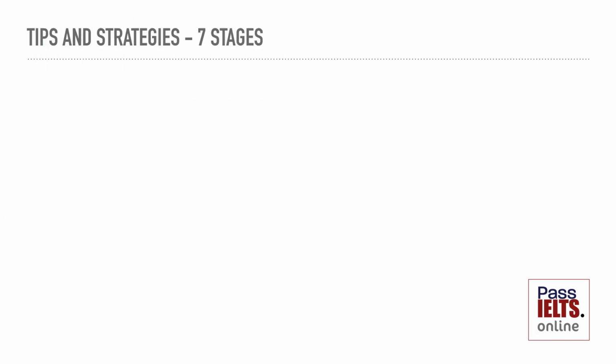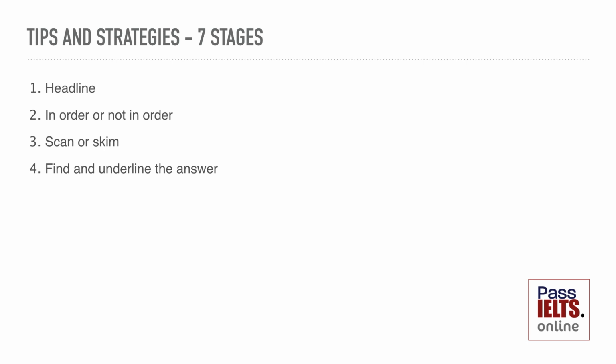Now we're going to look at the 7 tips and strategies which will help you in the reading part. We will list them here and then, as in the previous lessons, go through each stage in detail during practice 1. Firstly, you need to look at the headline. Then, depending on the question type, you need to decide if the questions are in order or not. In this case, they are in order. Then you need to decide if you should scan or skim, and again here you need to scan. Then you can start to find the answers.